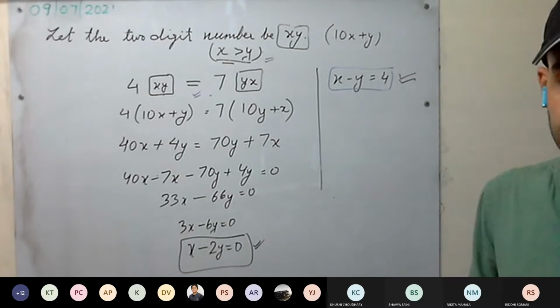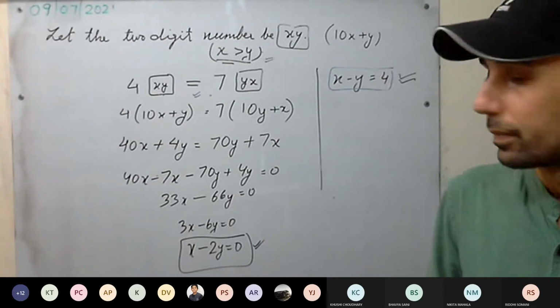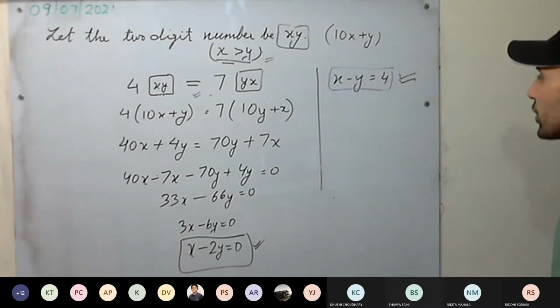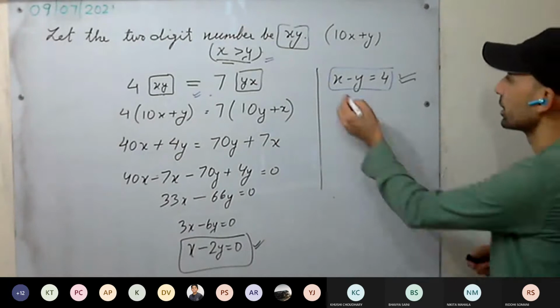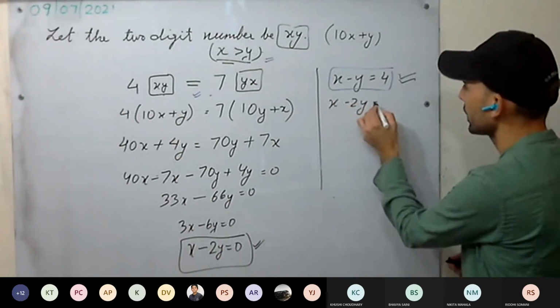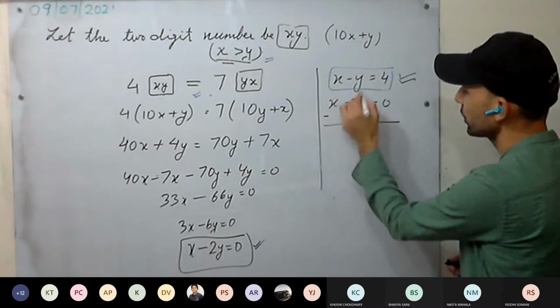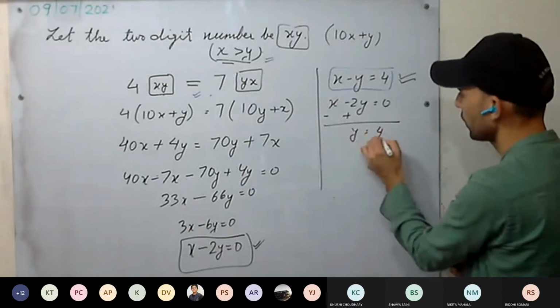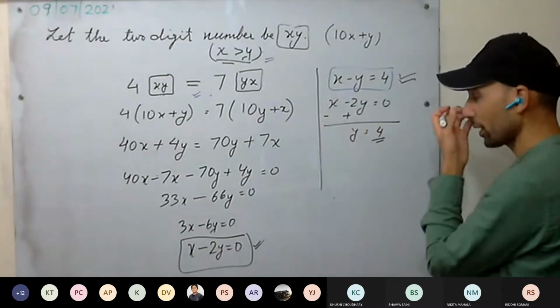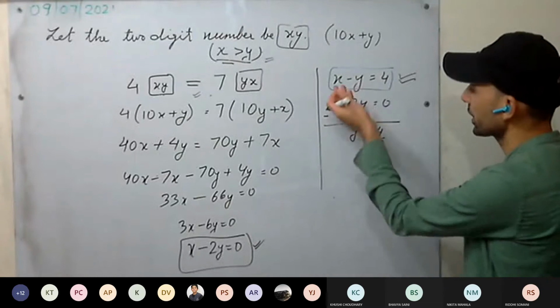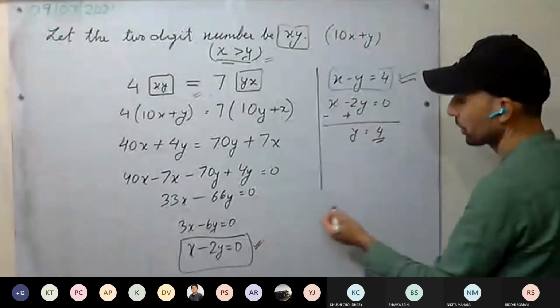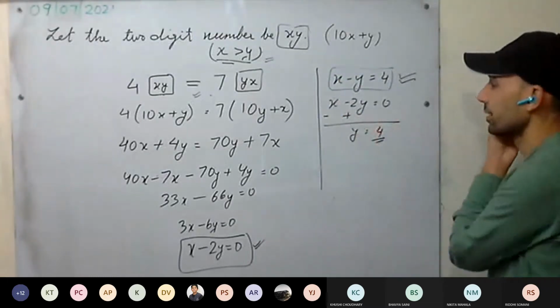And find the value of y and x. Find the value of y. Y equal to how much? x minus 2y equal to 0. So minus plus, it will be 0, it will be y equal to 4. Are you all getting y equal to 4? Then put anywhere else. You can put here, or you can put, you will get 8, I think.